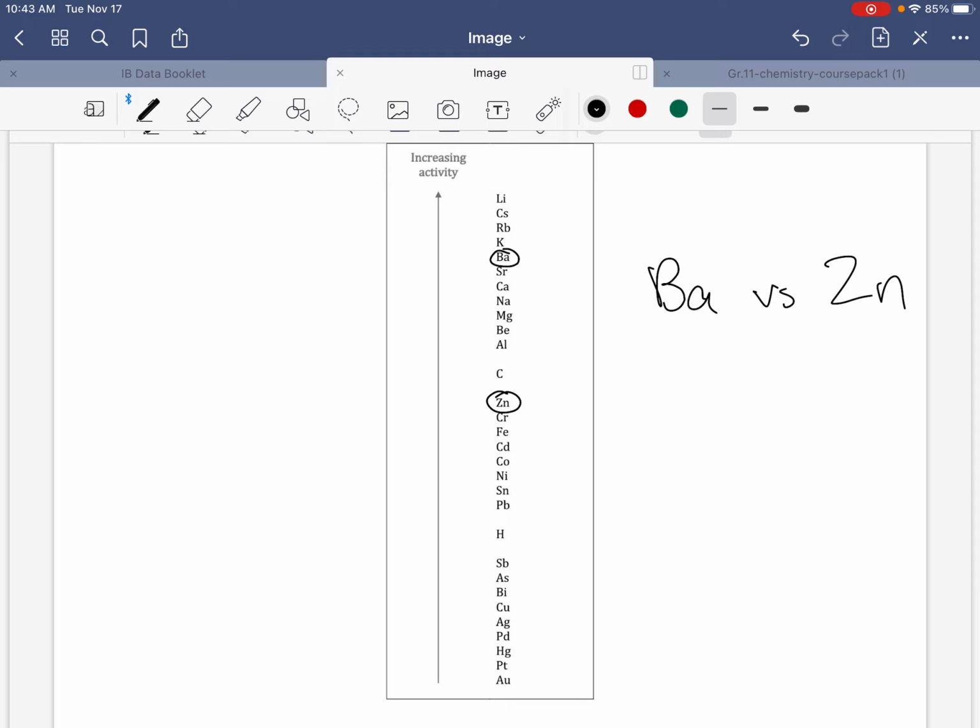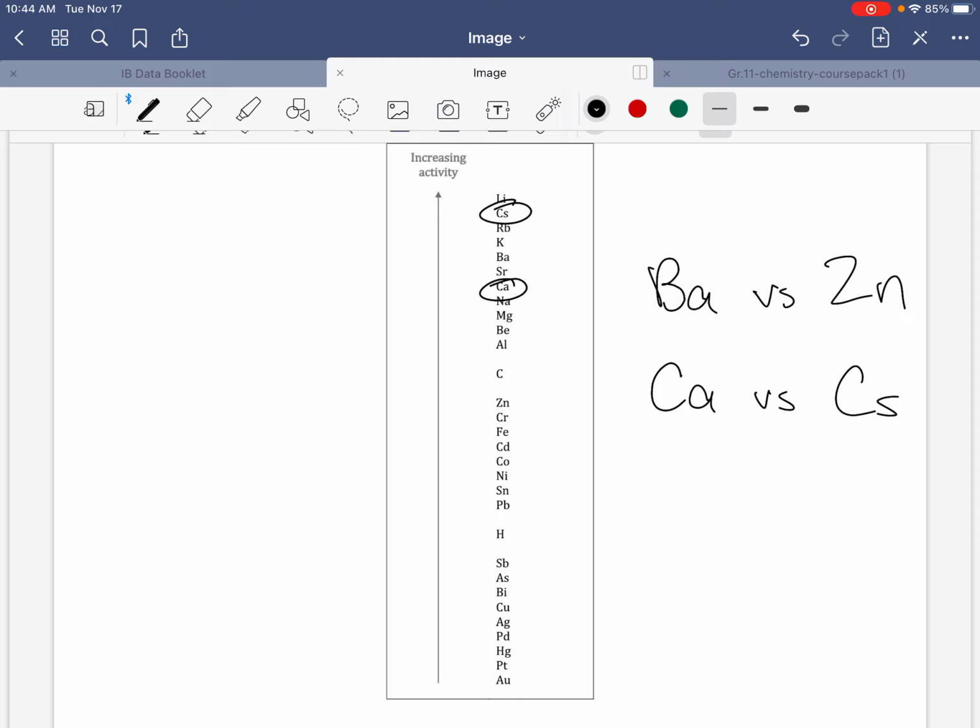Okay, Ba will displace zinc. What about calcium versus cesium? Can calcium displace cesium? Well, let's take a look at where they're at in the activity series. Calcium is right here. Cesium is right here. Can calcium displace cesium? No, because cesium is higher in the activity series.